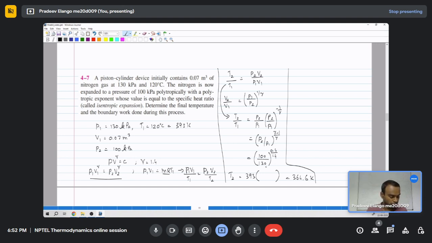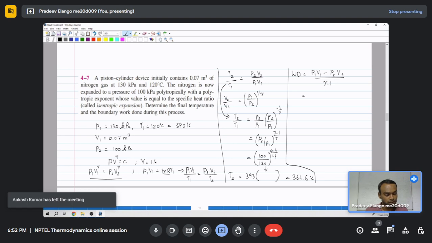Now we can find the work done. Work done we have earlier derived that it is P1 V1 minus P2 V2 by gamma minus 1. So here again we don't know the volume, but we know P1 V1 is RT1. From the equation of state it can be written as P1 V1 as mRT1. Okay, we don't know the value of m also, so either we have to find m or we have to find the value of T2.